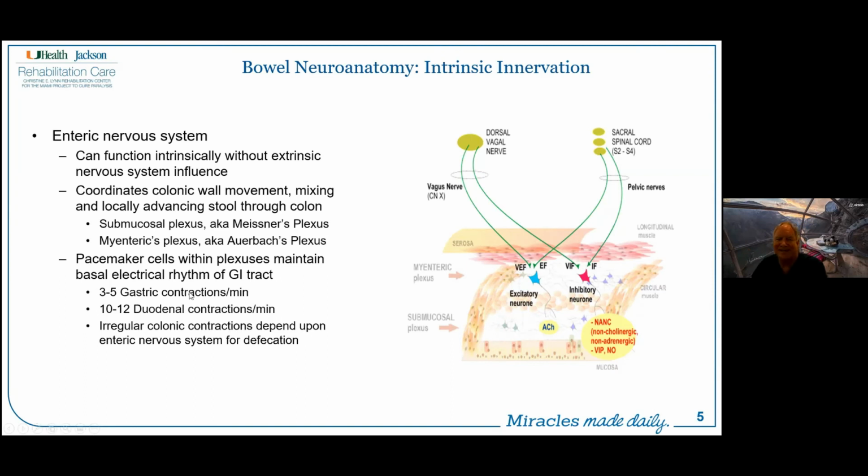So recognize that these are all beating, if you will. These pacemaker cells are beating at different rates. And so the contraction of the stomach is significantly less frequent than contraction of the small bowel. And then as you move into the large bowel, there is, again, a significant difference, and it's very irregular compared to the contractions in the stomach and in the small intestine.